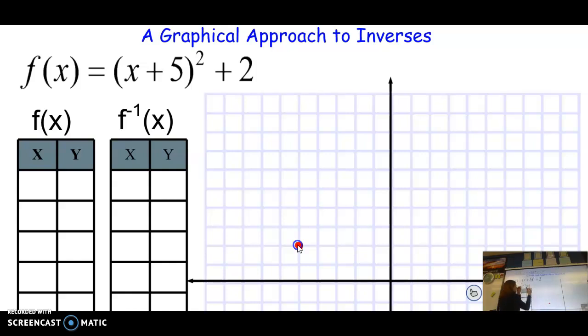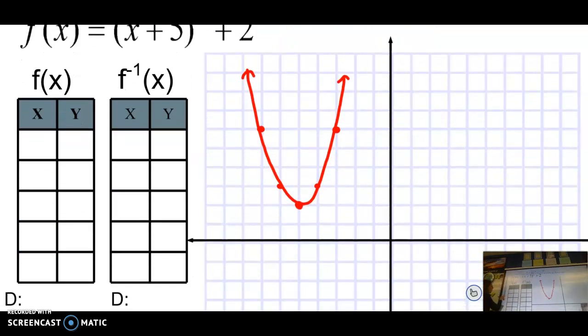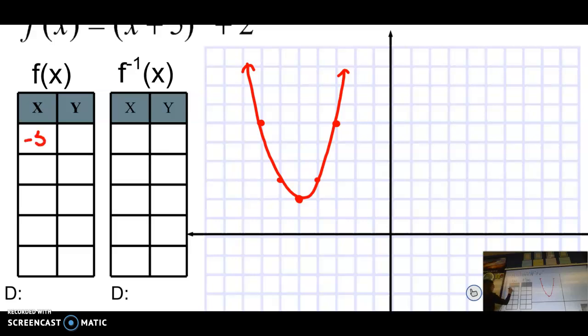I also know that from there, it's just a normal parabola, so I'm going to go over 1, up 1, over 1, up 1, and then over 2, up 4, and then over 2, up 4. So this is what the original function looks like. And I'm going to go ahead and just list over here the coordinates of the points that I just plotted for you. So I plotted the points -5, 2, that was the vertex, and then I got a couple points on either side of the vertex. So that's the original function.